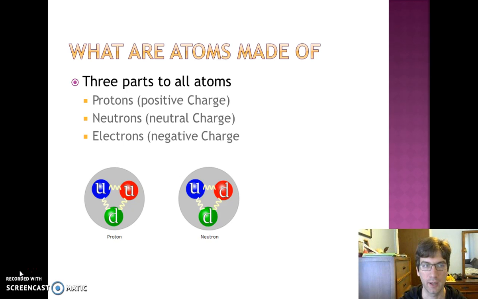So, what are atoms? Atoms consist of three different particles. Those are protons, neutrons, and electrons. Protons have a positive charge, neutrons have a neutral charge, and electrons have a negative charge.